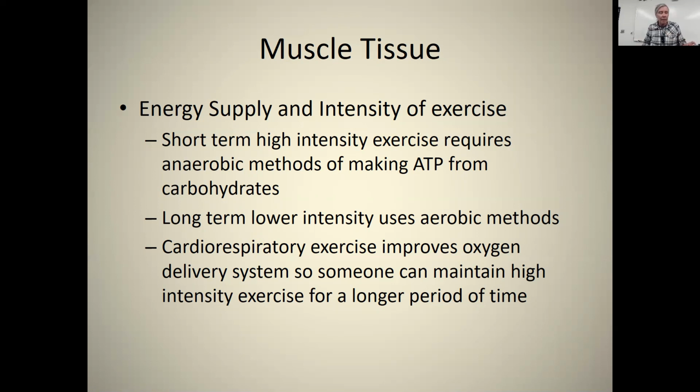And so the two different types of exercise: resistance exercise, which means running real fast or lifting weights, for example, uses anaerobic means, and they build bigger muscles. But cardiovascular, cardiorespiratory exercise, cardio, doesn't make big muscles. You don't need a bigger muscle. What you build is an oxygen delivery system. It improves the oxygen delivery system so someone can maintain high intensity exercise for a longer period of time.